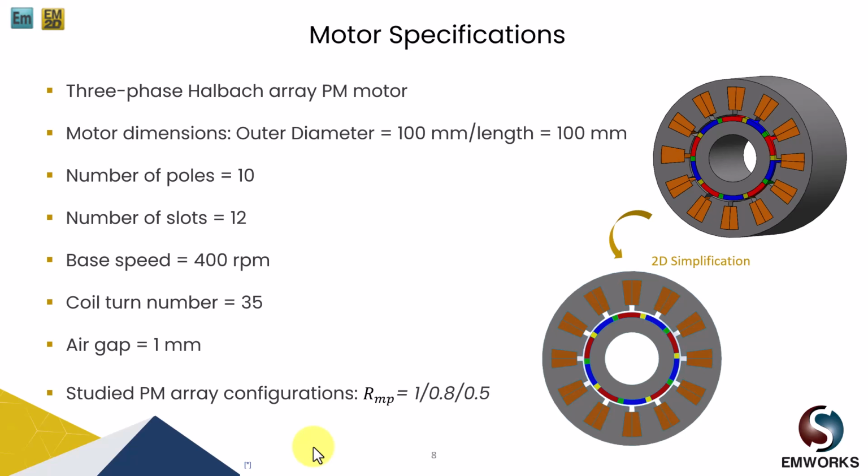The number of poles is kept at 10, with a slot number of 12. The base speed is kept very low, chosen to be 400 rpm. The number of coil turns is set to 35, and we have used a 1 millimeter air gap between the rotor and the stator core. And today we will be studying three different array arrangements, where RMP is the ratio of magnet to pole pitch, and we will be choosing it as 1, 0.8 and 0.5.